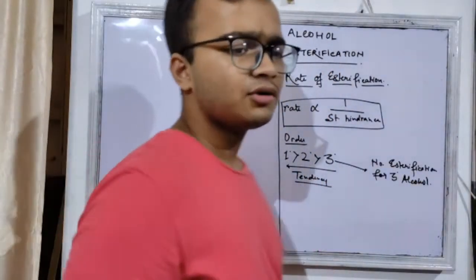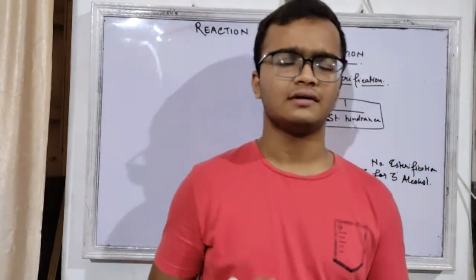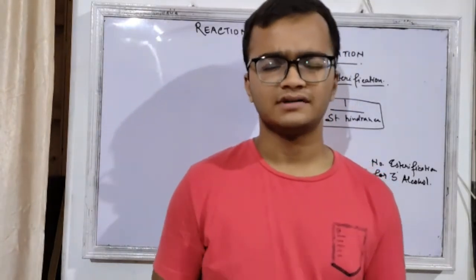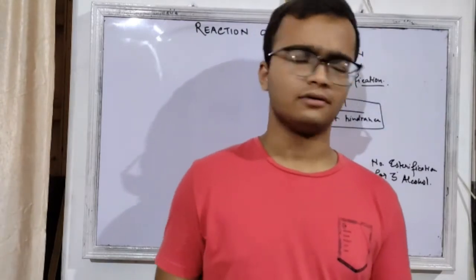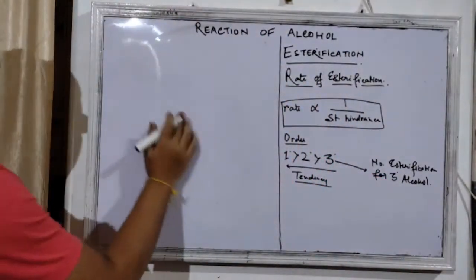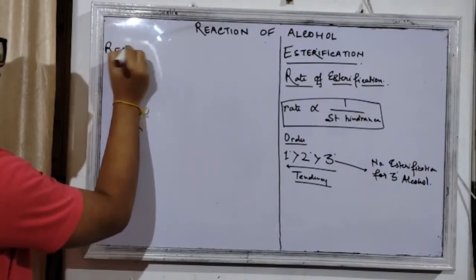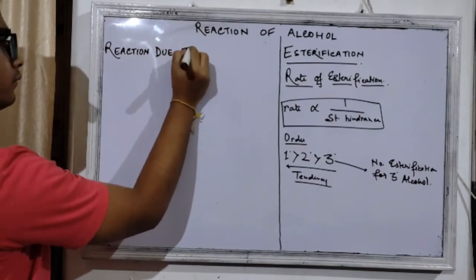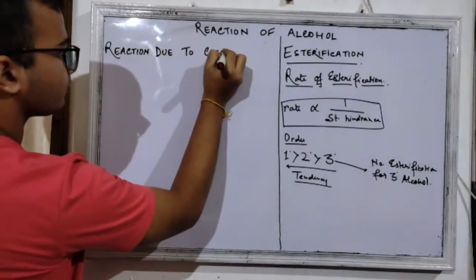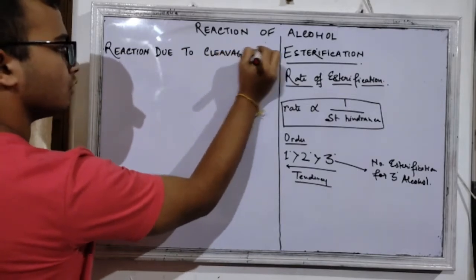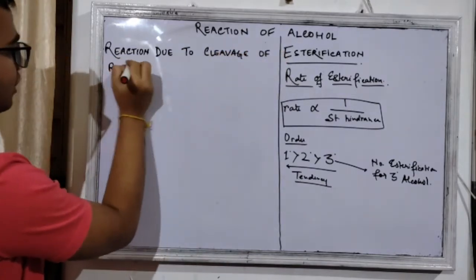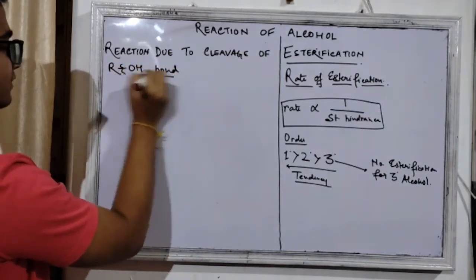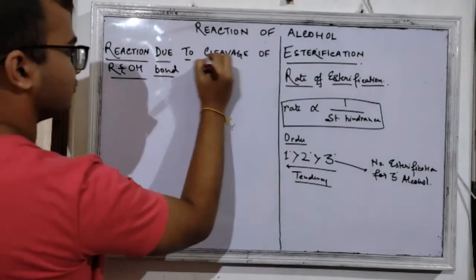So this was about the acidic nature of alcohol and the reaction with metal, amide, acidification. Now we will study the reactions due to the cleavage of the R-OH bond. So let's keep the heading this side. Reactions due to cleavage of R-OH. That means the OH group will be removed.